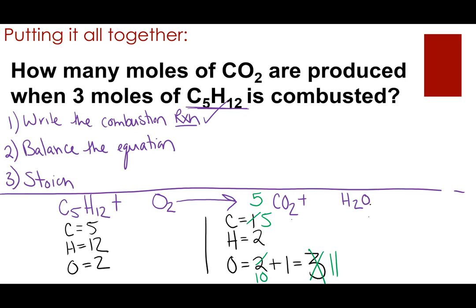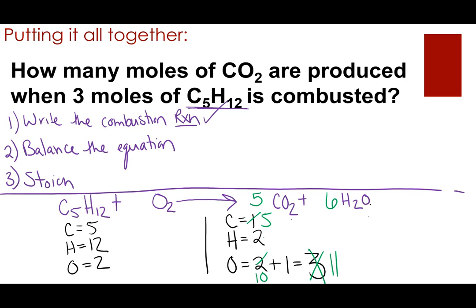So our carbons are balanced. Let's just keep working our way down. So let's do hydrogens next. We've got 12 on the reactant side. I've got 2 on the product side. So my prediction is that 6 water molecules are likely going to be formed.